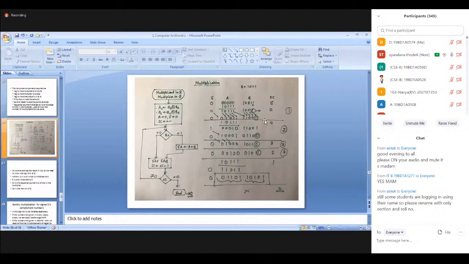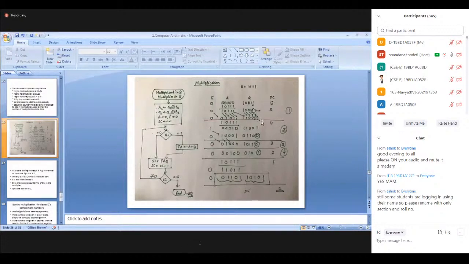Again, what you need to do? Once the shift right operation is performed, decrement the sequence counter. Now the SC becomes 4. Check the value of SC, whether it is 0 or not. As it is 4, not equal to 0, continue the same process.